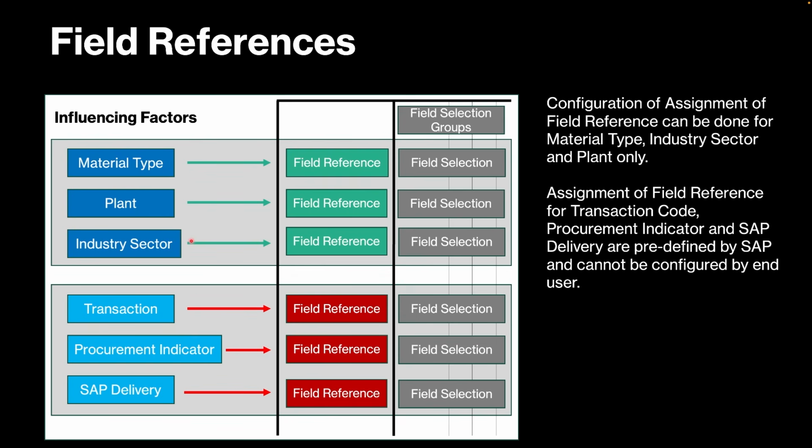So for these three influencing factors, that is material type, plant and industry sector, you will be able to define your own field reference. And based on that, you can define the field selection. But for these three factors, that is transaction, procurement indicator, and SAP delivery, you will have predefined field references which you can use to define the field selection for your field selection groups. Okay. So you can see here configuration of assignment of field reference can be done for material type, industry sector, and plant only. Assignment of field reference for transaction code, procurement indicator, and SAP delivery are predefined and cannot be configured by the end user.